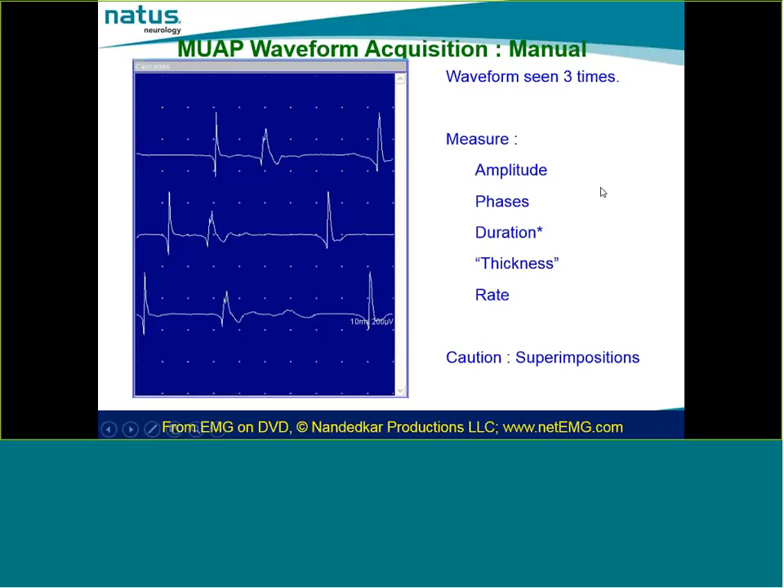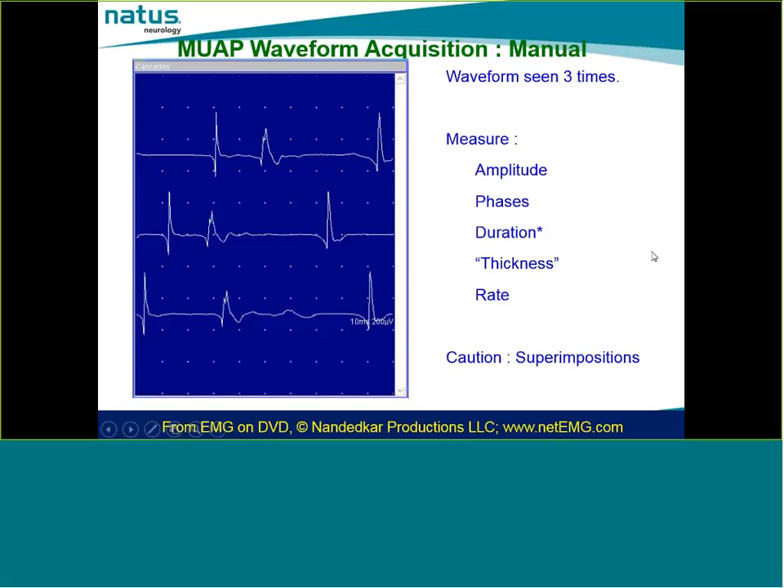The phases is a measure of how many times the signal changes polarity. So let's look at this potential. It goes below the baseline, so that's phase 1. Now it's above the baseline, so that's phase 2. Now it's below the baseline, so that is phase 3. So this potential has 3 phases. And you can see this potential also has 3 phases. This one has probably 2 phases.